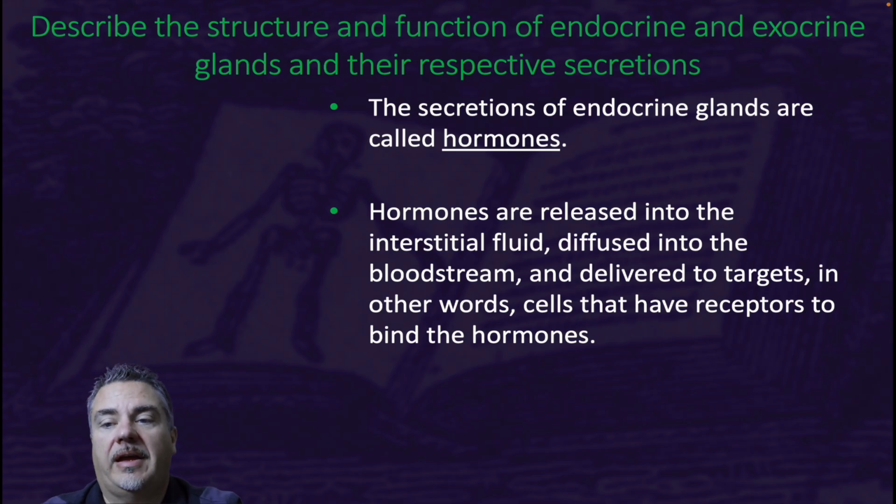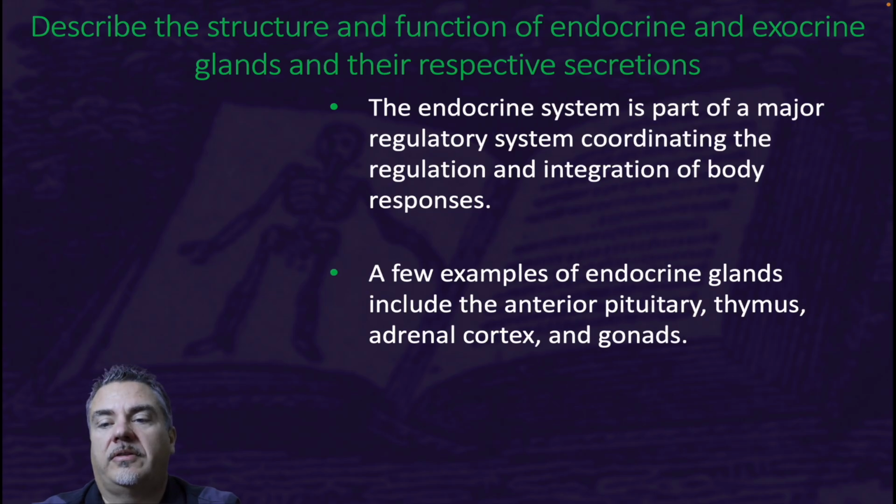The secretions of the endocrine glands are called hormones. Hormones are released into the interstitial fluid, diffused into the bloodstream, and delivered to targets. In other words, cells have receptors to bind the hormone. The endocrine system is part of a major regulatory system coordinating the regulation and integration of body responses. A few examples of endocrine glands include the anterior pituitary, thymus, adrenal cortex, and gonads.